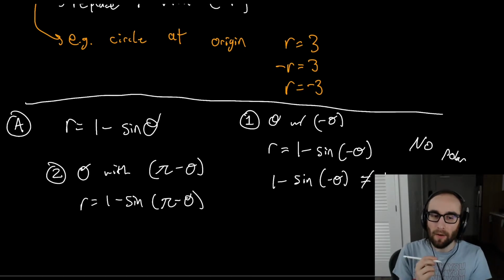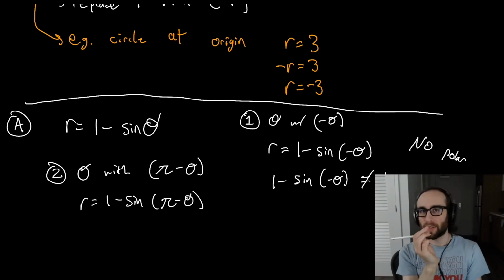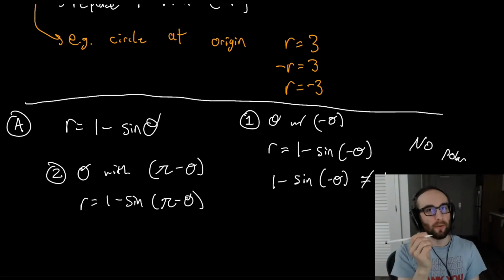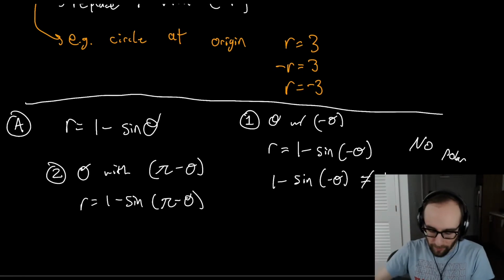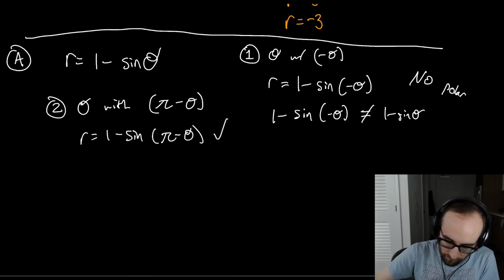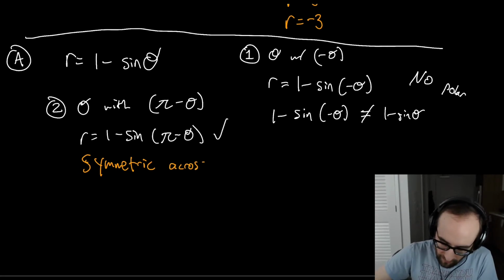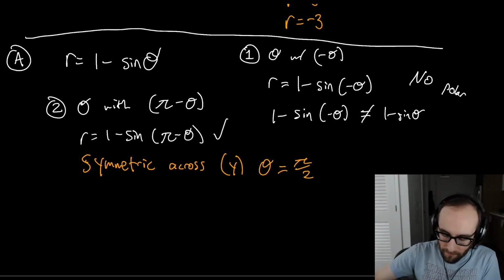So if we were to take pi over 3, for example, and we took sine of that, and we also took sine of pi minus pi over 3, so starting at 180 and then going back, we would end up with the exact same value because it's the same y value at that point. So this is the same, which means we do have symmetry across the y-axis, which is really just the line theta equals pi over 2. Okay.